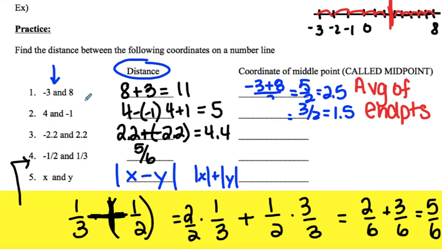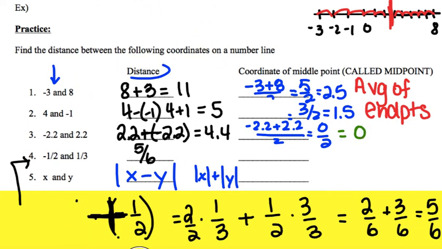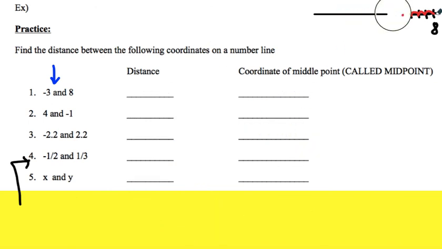All right. Now this one might seem funny, but it's -2.2 plus 2.2 divided by 2. Isn't that 0 over 2? Huh. That means the coordinate of the midpoint is 0 because 0 divided by 2 is 0. Okay? All right. I want to do the one with fractions in class because I want to make sure everybody has it. So I'm going to have you leave that one blank.